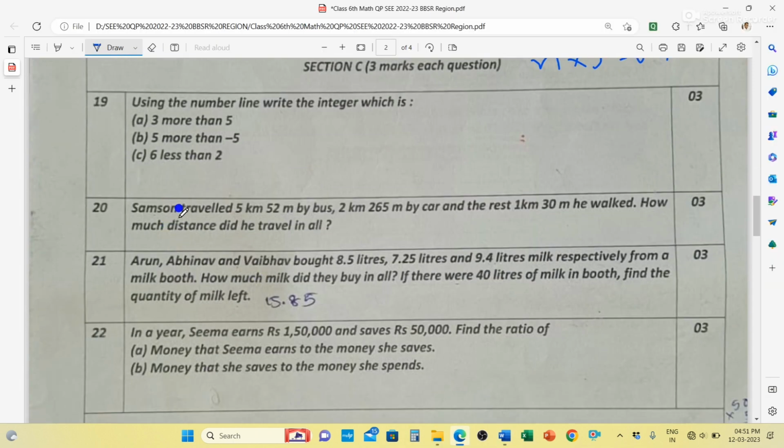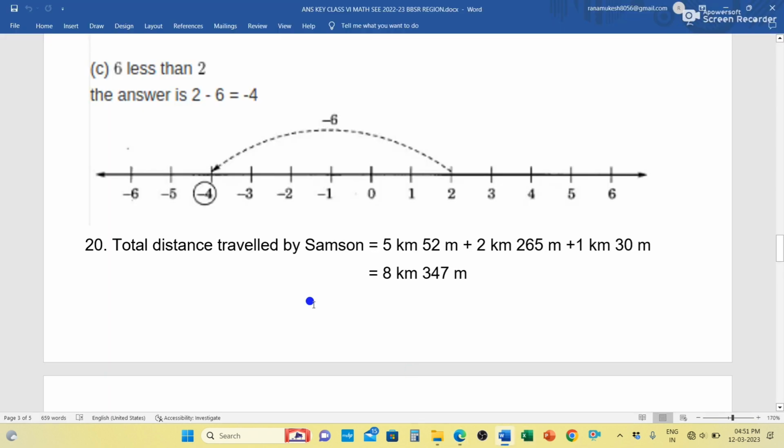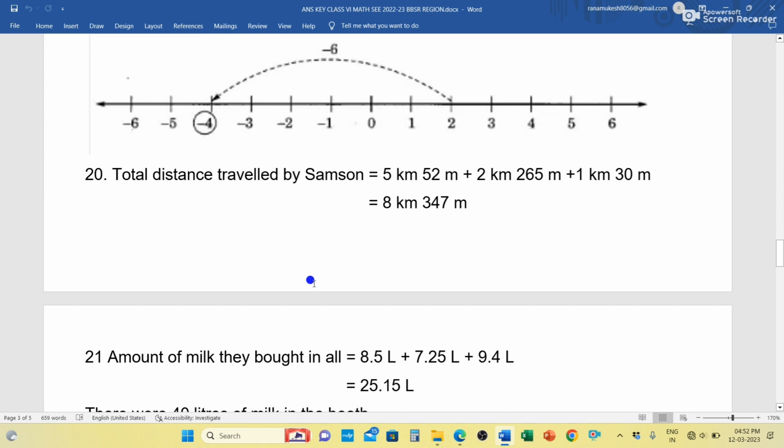Then Samson traveled 5 km 52 meter by bus, 2 km 265 meter by car, and the rest 1 km 30 meter he walked. How much distance did he travel in all? You have to just add all the 3 measures. 5 km 52 meter plus 2 km 265 meter plus 1 km 30 meter. It will give 8 km 347 meter.